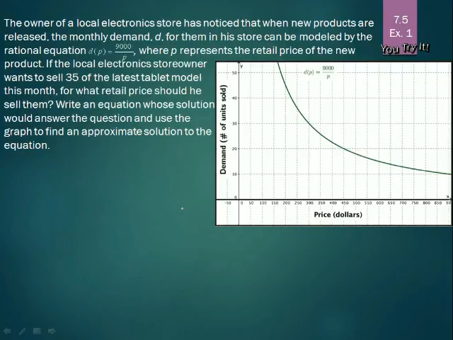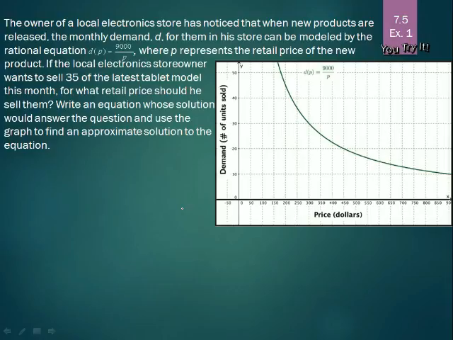The owner of a local electronics store has noticed that when new products are released, the monthly demand D for them in his store can be modeled by the rational equation D of P equals 9,000 divided by P, where P represents the retail price of the new product. If the local electronics store owner wants to sell 35 of the latest tablet model this month, for what retail price should he sell them?